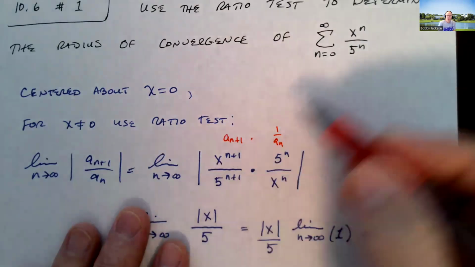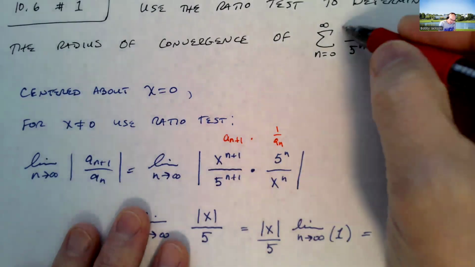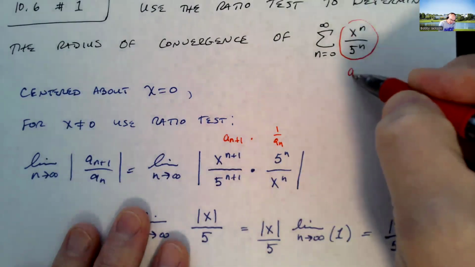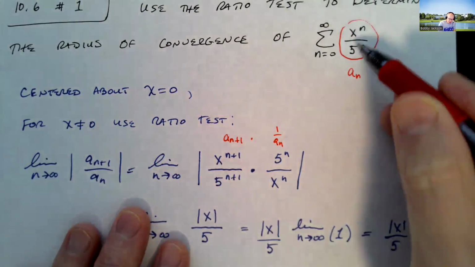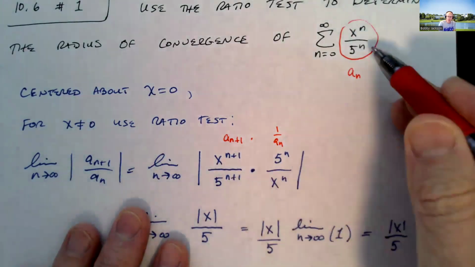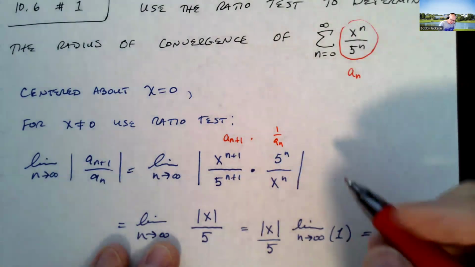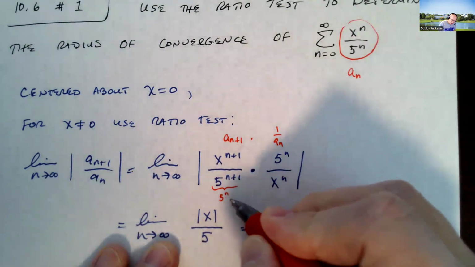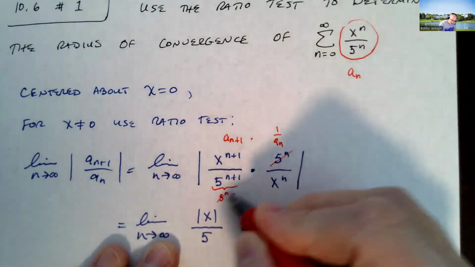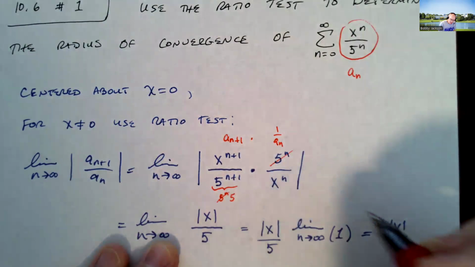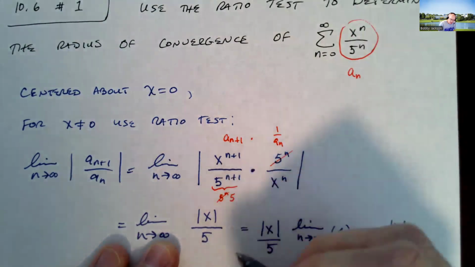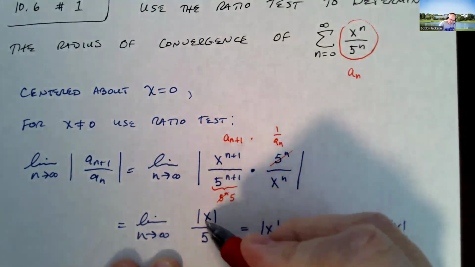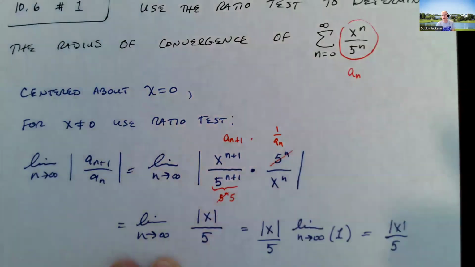So if I replace n with n plus 1, this right here, of course, is the a sub n. If I plug in n plus 1, I get this, and the reciprocal of that is this. And I can do some simplifying, right? Remember, 5 to the n plus 1 is 5 to the n times 5, and so I can be left with a 5 in the denominator. And similarly, I can be left with an x in the numerator. Now, be careful, the absolute value has to stay around the x because, again, x could be a negative number. The absolute value of 5 is 5, so we're good with that.